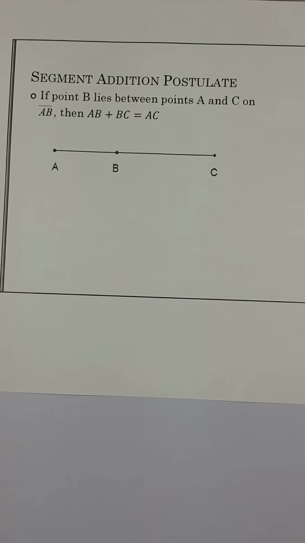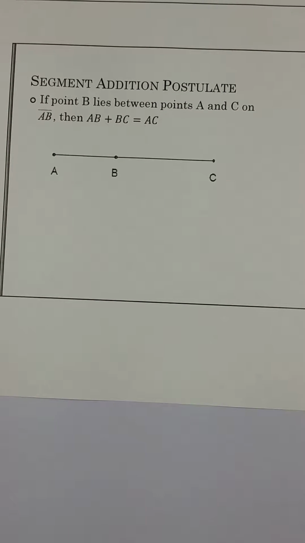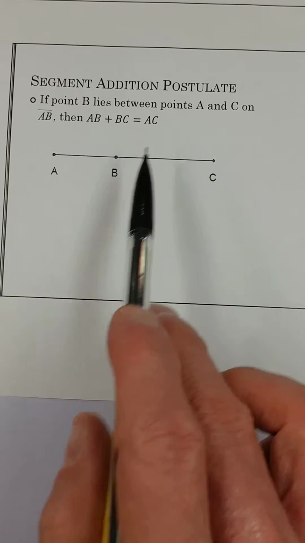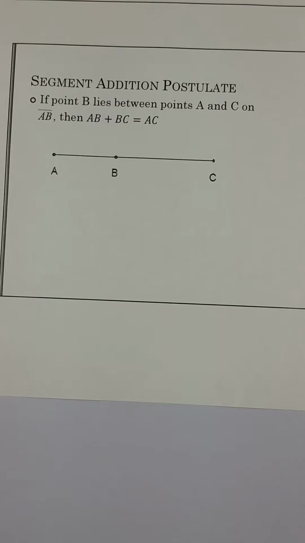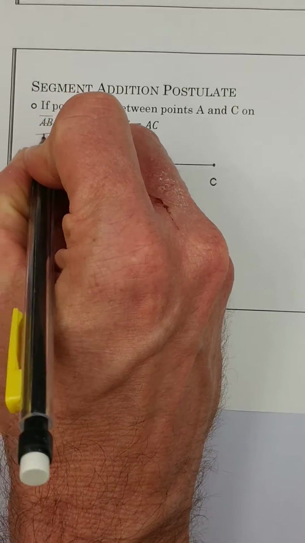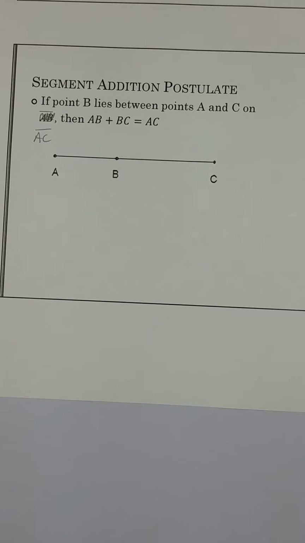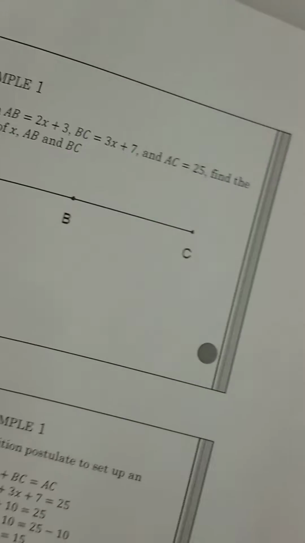The next thing is the segment addition postulate. It basically says if a point B lies between points A and C, then AB plus BC equals AC. Okay, so let's do an example that utilizes the segment addition postulate.